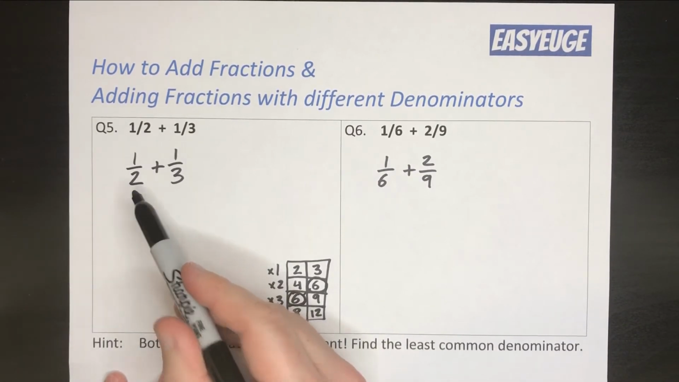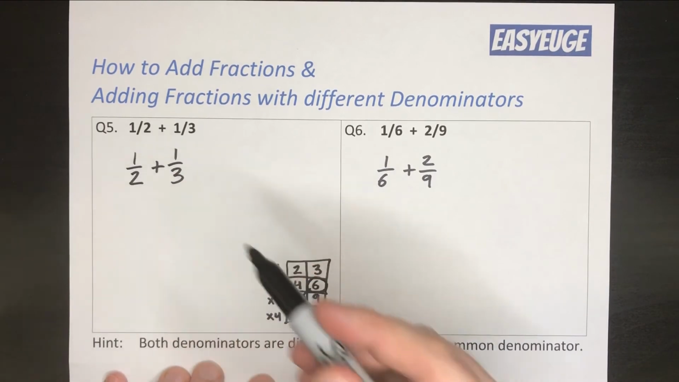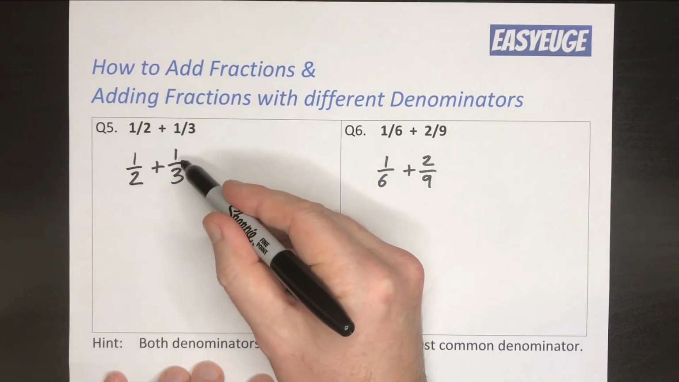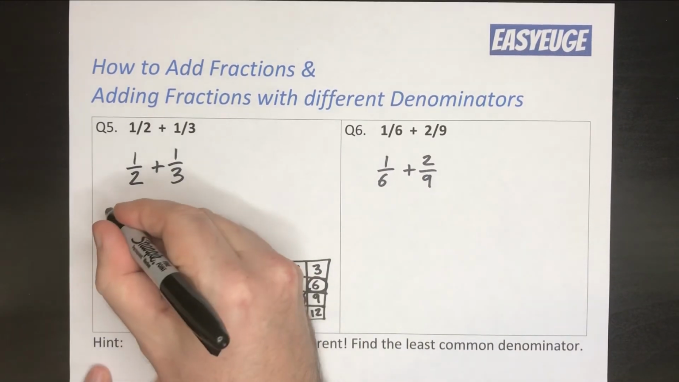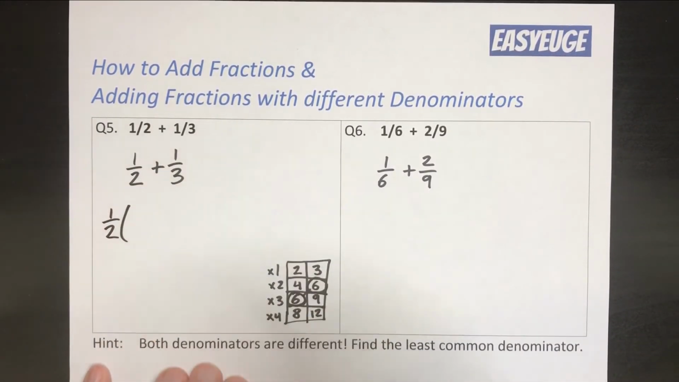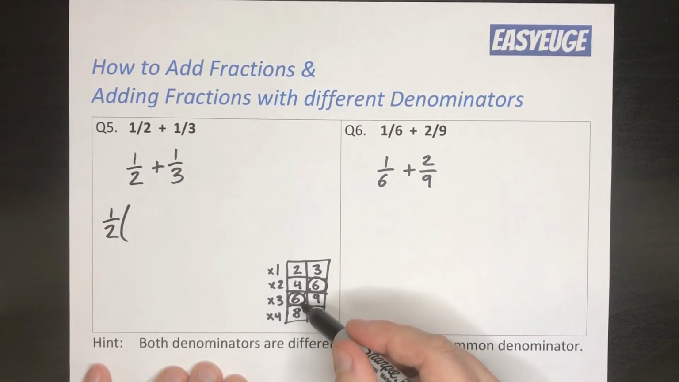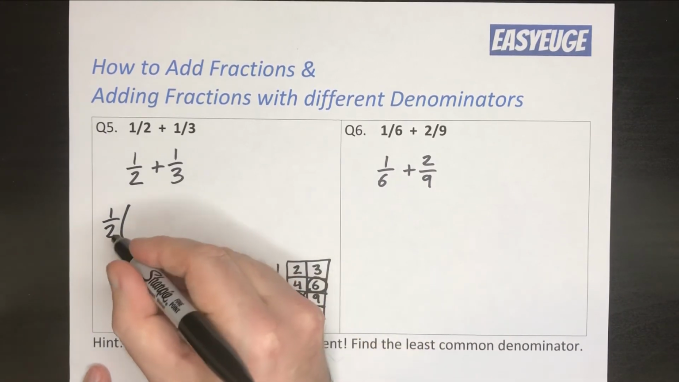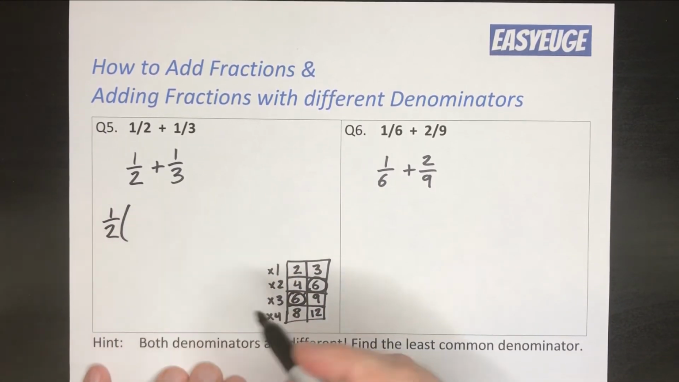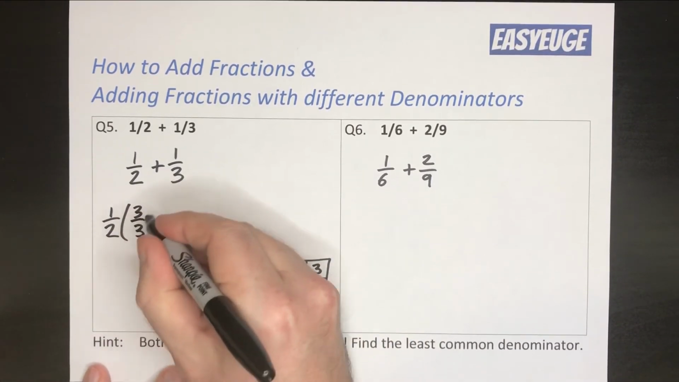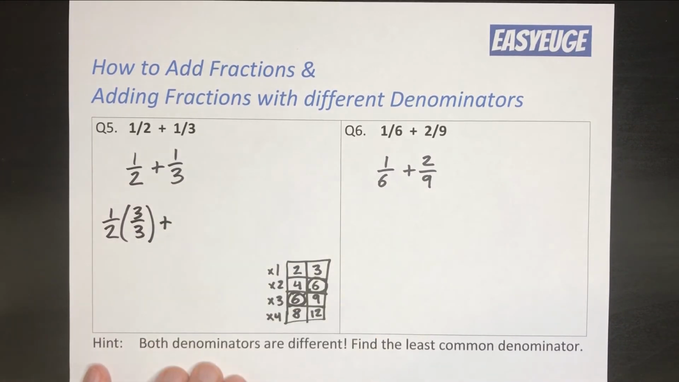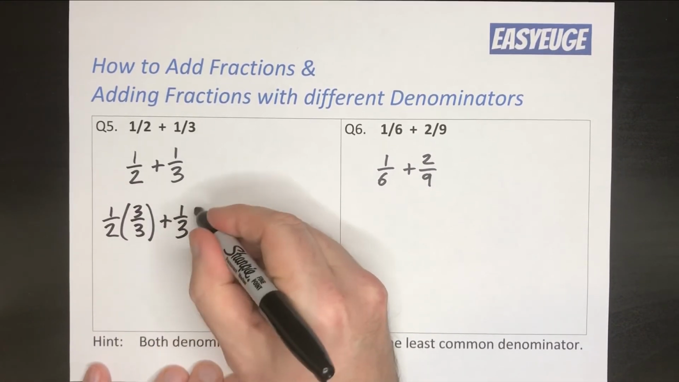We can turn the half into something over 6, and we can also turn the third into something over 6. Let's do it. Let's take that half and we'll multiply the whole fraction by 3. And that'll bring us to something over 6. So what can we do to multiply the half to bring it up to something over 6? We'll multiply it by 3 over 3. Okay, and then we'll add on our third.